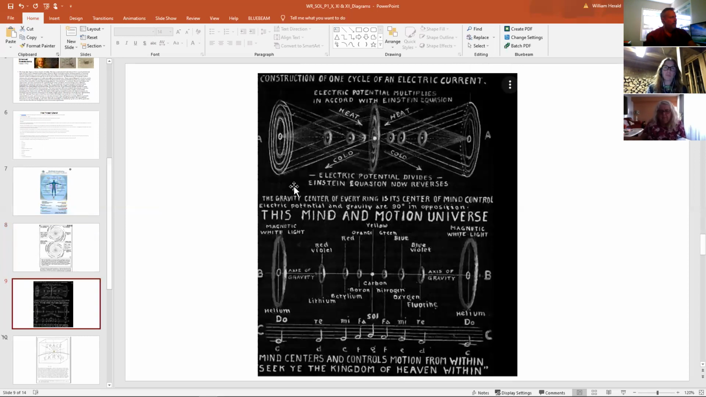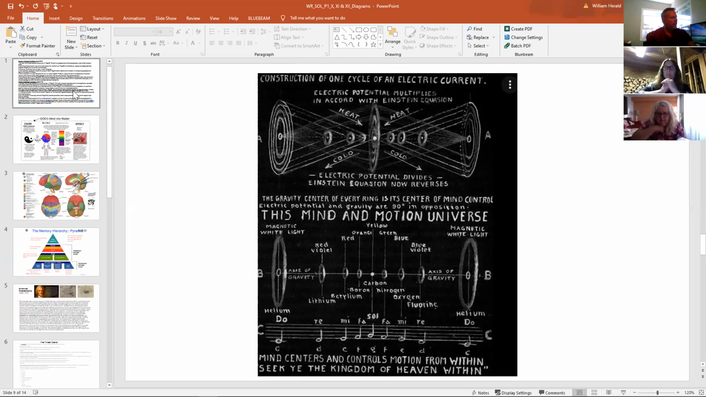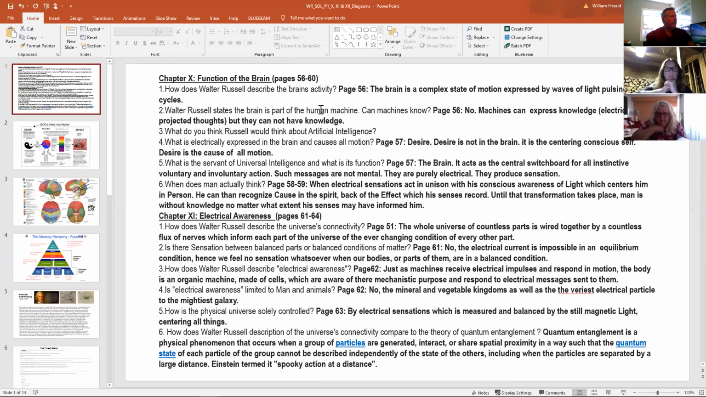So here's another picture of the brain, this mind and emotion universe, where we've talked a little bit about how it resonates with music and with the periodic table and with the colors. So what does that mean to you in terms of these waves of light pulsating in cycles? Does that strike any chords with either of you?